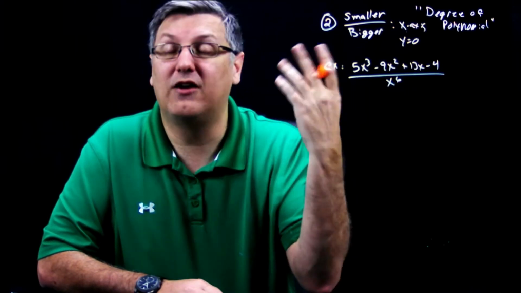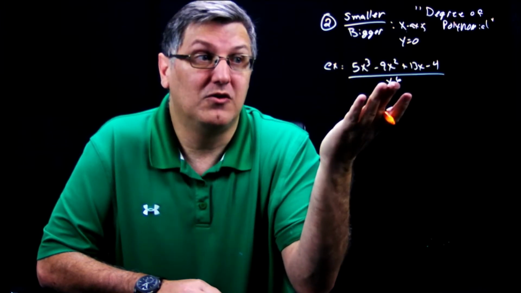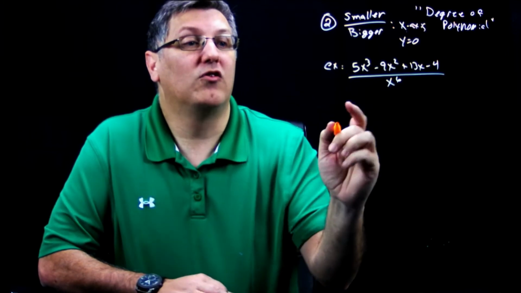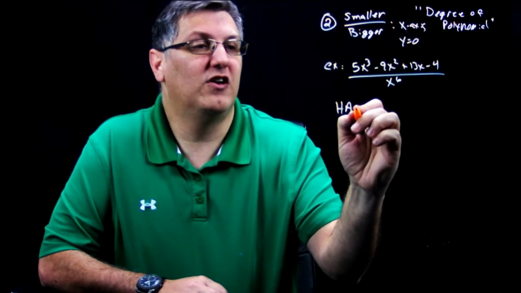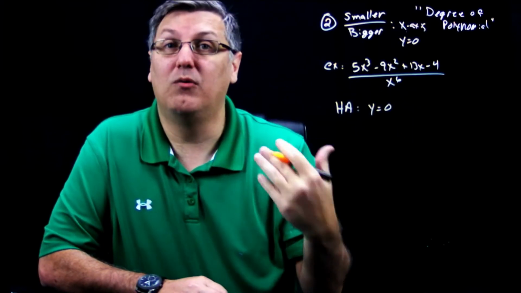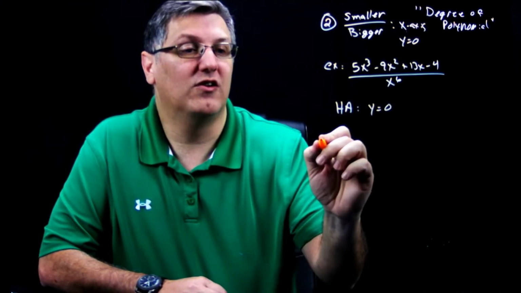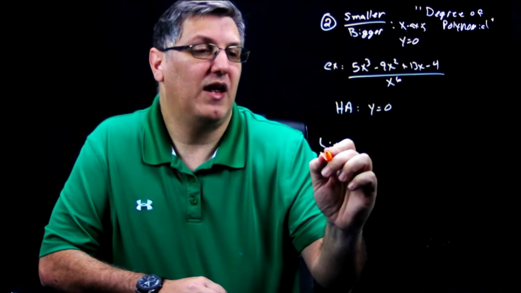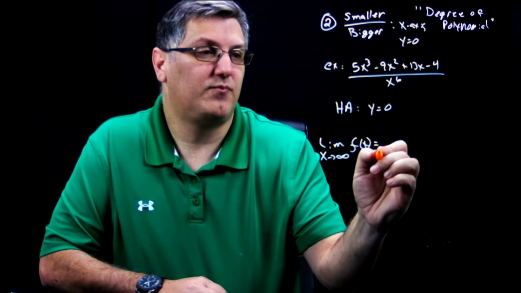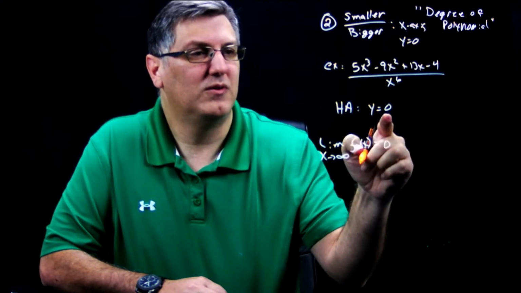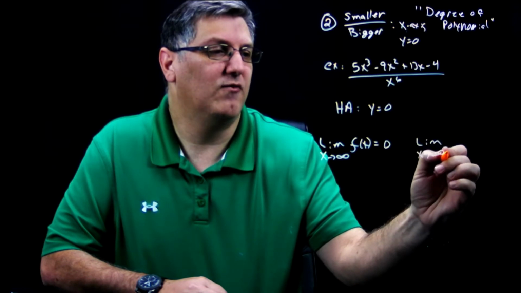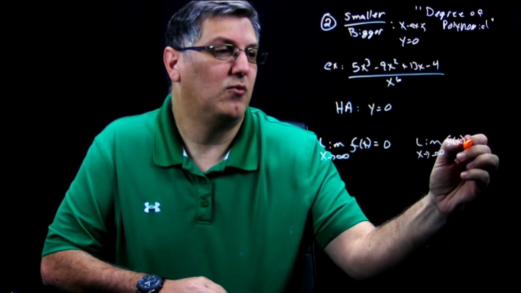polynomial. Well, then I ask myself, which one's bigger? 6 is greater than 3. Therefore, my horizontal asymptote is just simply my x-axis, or y equals 0. And the way that we would describe this with limit notation is the limit as x approaches infinity of my function f of x. Well, that's just going to equal 0. And then the limit as x approaches negative infinity of f of x, well, that's just going to equal 0.